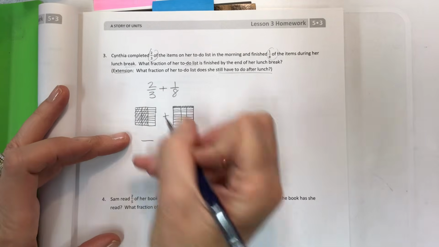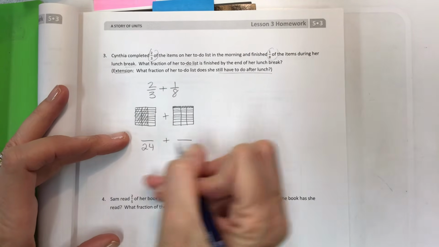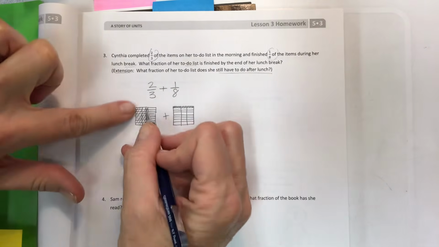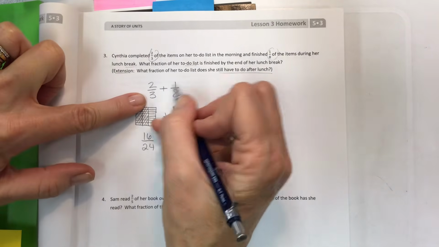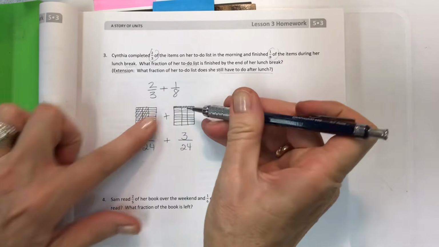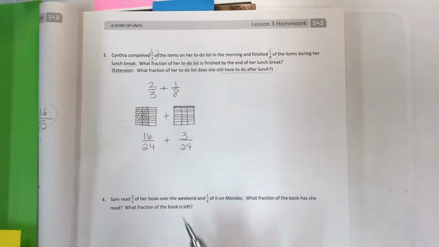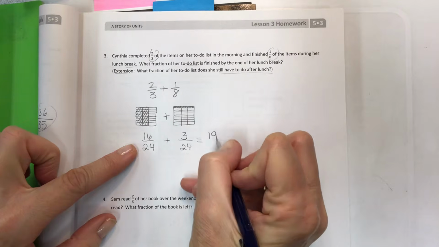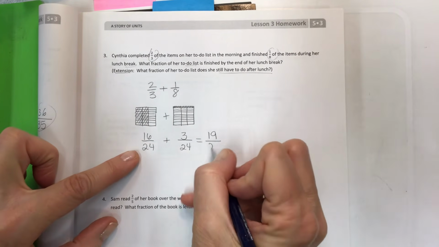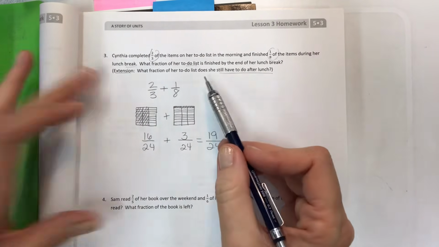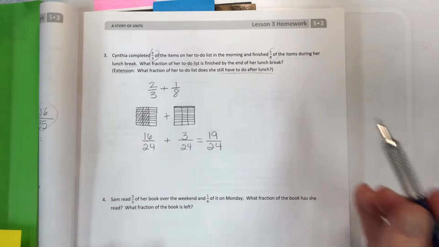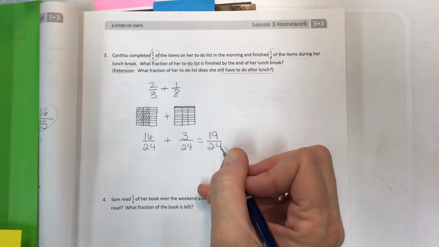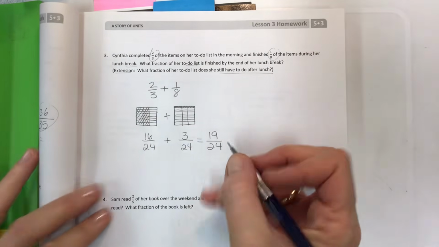Okay, and then we're going to do 1/8 over this, 4ths, and then 1/8 and 1/3. Now if I have 3 times 8 making 24 pieces on each one, then 8 times 2 would show me 16 pieces over here, and 3 times 1 would give me 3 pieces over here. Double check again. Then we're going to combine 16 and 3 to make 19/24ths. So what fraction of her to-do list is finished by the end of her lunch break? 19/24ths is finished by the end of lunch.